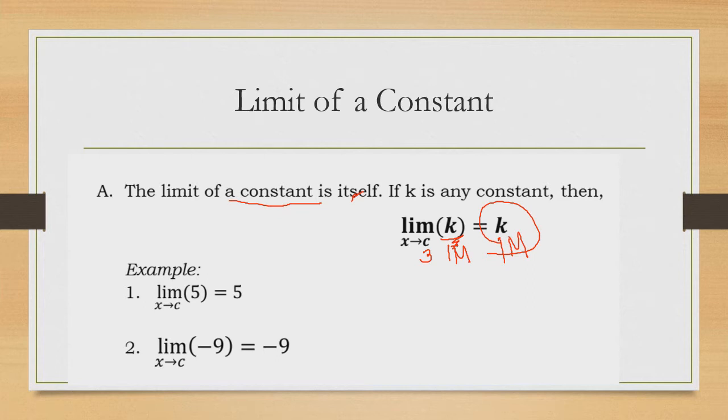So for example, the limit of 5 as x approaches c, kahit anumang value ni c, kahit pa gawin mong 3, the limit of 5 as x approaches 3 is equal to the constant itself, yung 5 na yon. Number 2, the limit of negative 9 as x approaches c will be negative 9. So the limit of a constant is the constant itself.